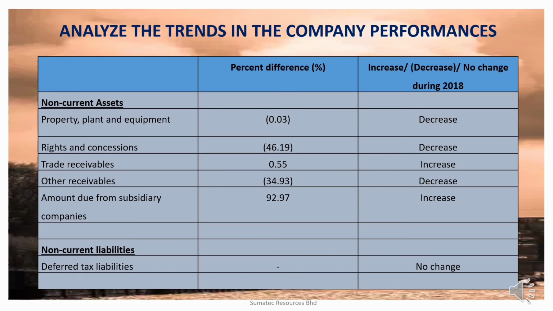For other receivables, there is a decrease of 34.93%, which means the company is to recover the royalty payment solely from production costs, and also included in deposits of the company being refundable deposit paid for the proposed acquisition.